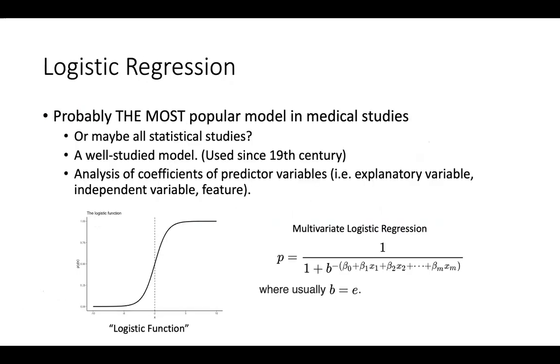All right, so moving on. The multivariate logistic regression has a model that looks like this, and usually the base is just exponential, the natural number. One thing I forgot to say.